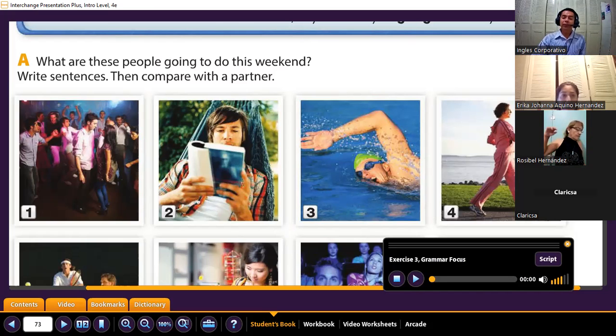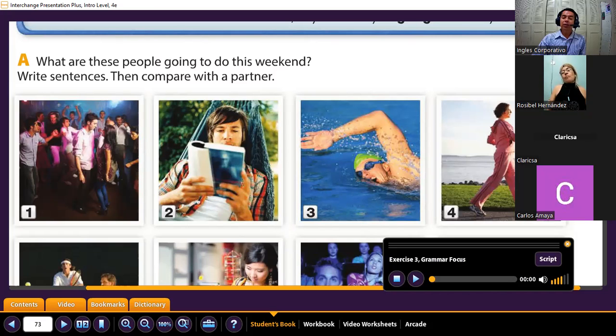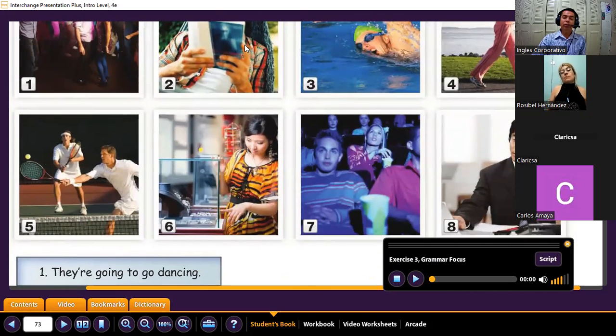Number four, please. Number four. Carlos. She's going to go jogging. She's going to go jogging. That's it. She's going to go jogging. Number five, please. Volunteers, number five. Rosie? They are going to go playing. They are going to go playing.